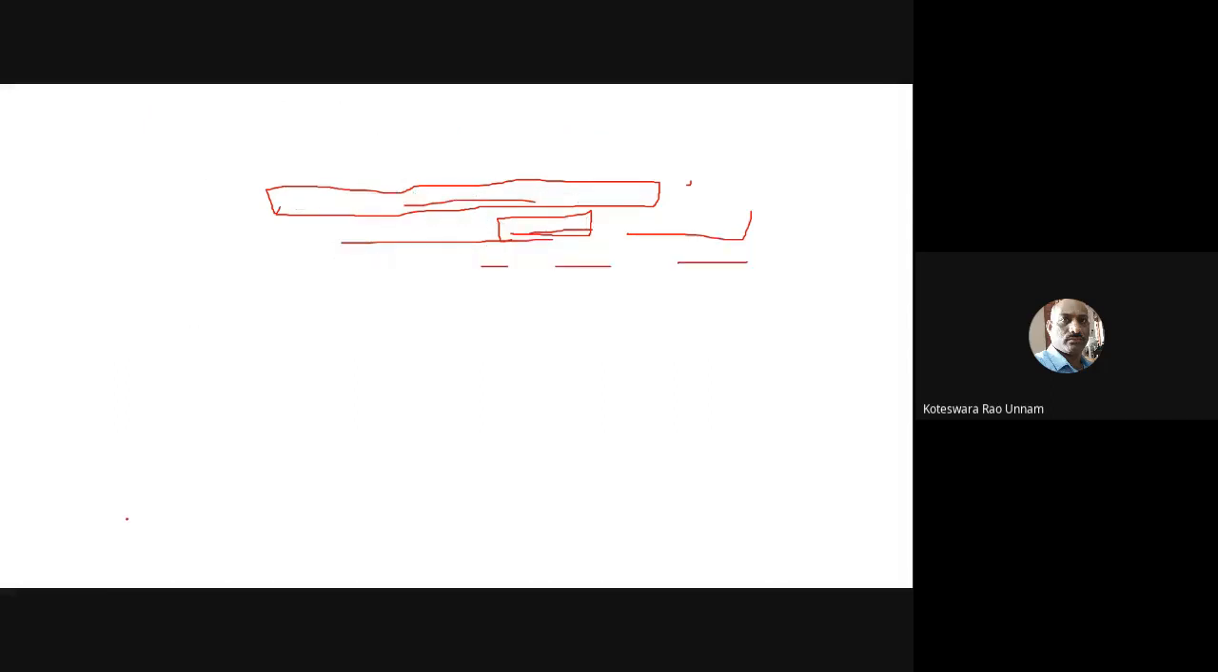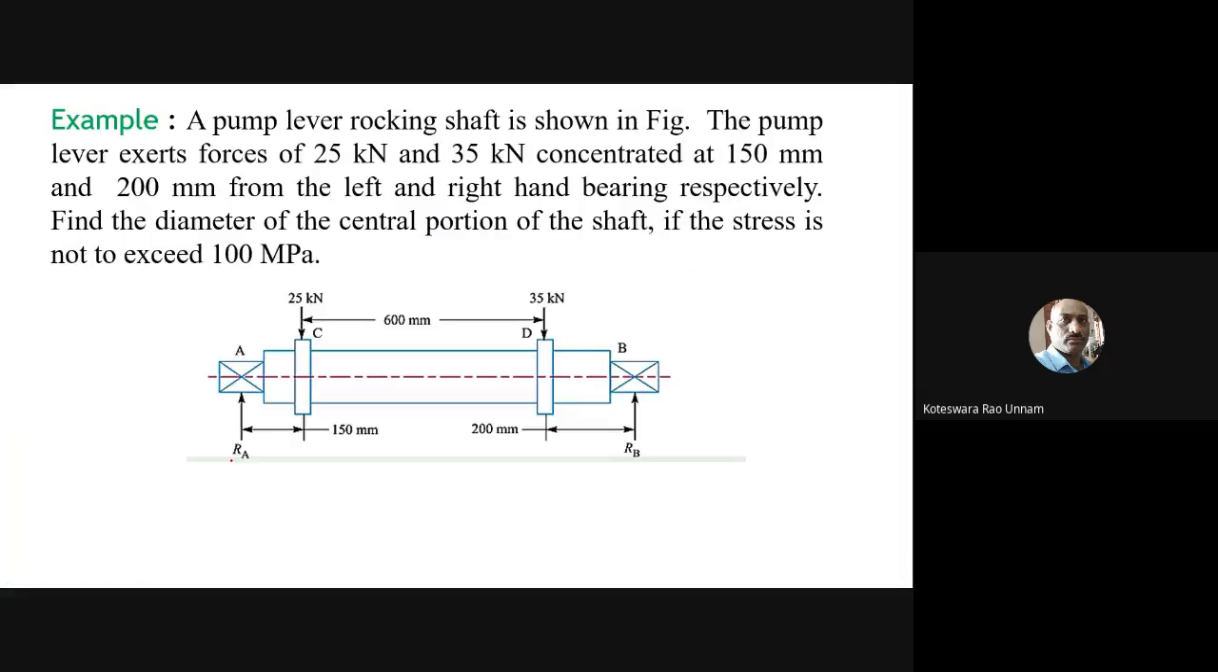Now I am in a position to draw the shear force diagram for this beam. If I take something like this, here itself I can draw it. So this is the load line.